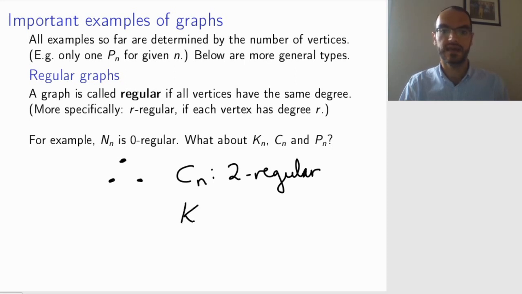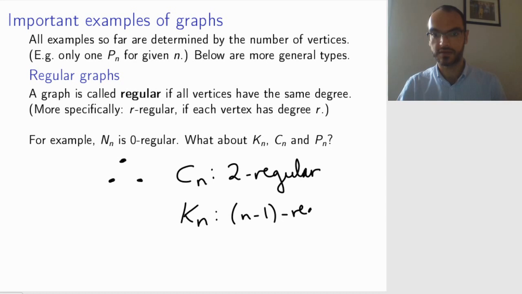What about Kn? What is the degree of each vertex in Kn? Well, each vertex in Kn attaches to all the other n-1 vertices. So each vertex has degree n-1. So Kn is n-1 regular. For example, K4, my favorite Kn, that's actually not true. I like K5 better, but never mind. K4 is 3 regular.